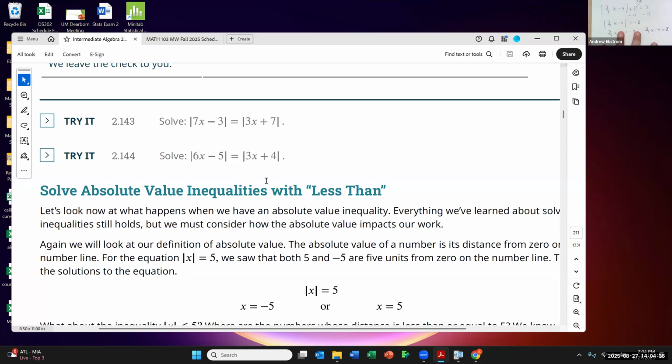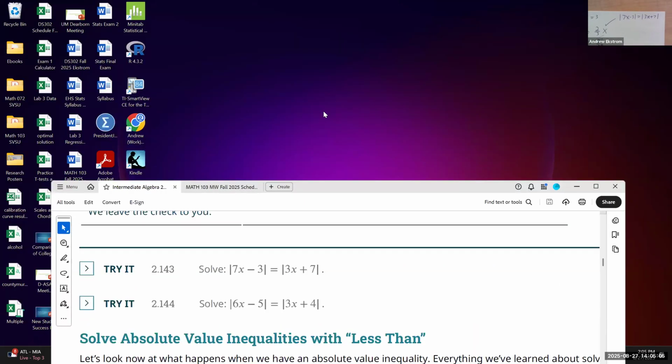So if we're looking at, say, the absolute value of 7x minus 3 equals the absolute value of 3x plus 7, again, we're going to break this down into two different problems. 7x minus 3 equals 3x plus 7, and 7x minus 3 equals negative 3x plus 7.